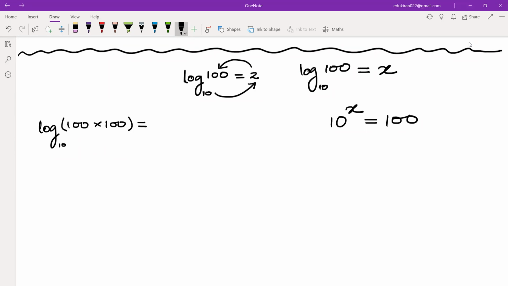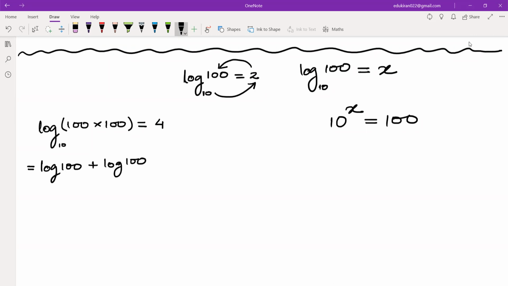How many zeros? This will be converted into how many zeros? Still 4. This will be equal to 4. Yes or no? All of you tell me. Yes, sir. Okay. Now you are learning how to expand. If you have multiplication like this, how can you expand this? You will write this is equal to log of 100 plus log of 100.